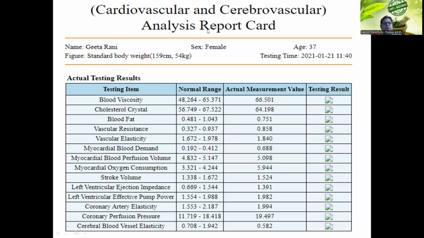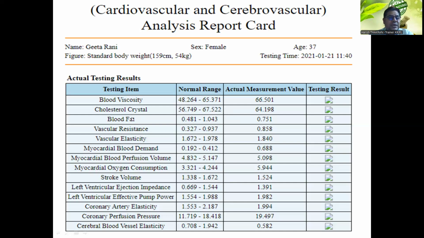So if cholesterol crystal is normal, that is good. If it is on the lower side, that is much better. But if it is on the higher side than normal, then there might be some problem with proper blood circulation. And if it is not controlled, eventually this may lead to cardiovascular problems. So this is cholesterol crystal. If it is normal, it's okay. If it's below, it's better. If it is above normal, that may create problems for proper heart functioning.